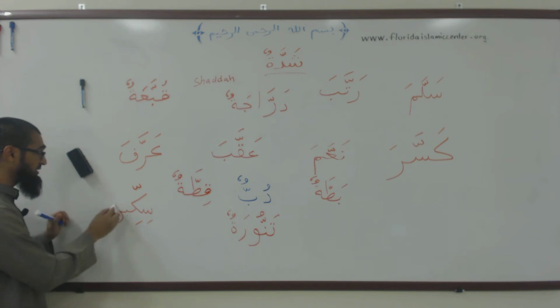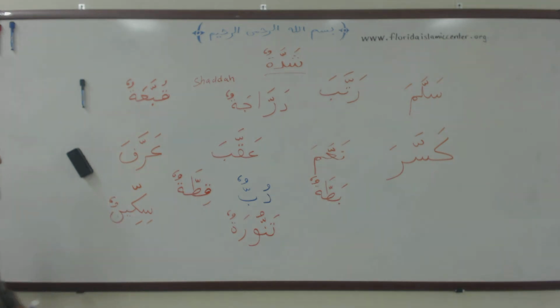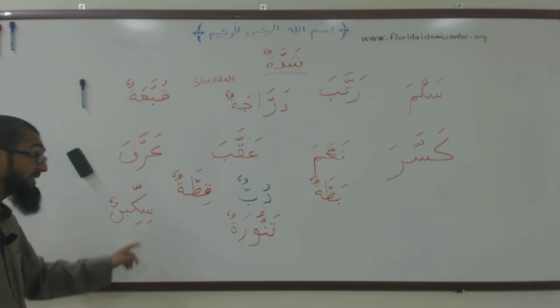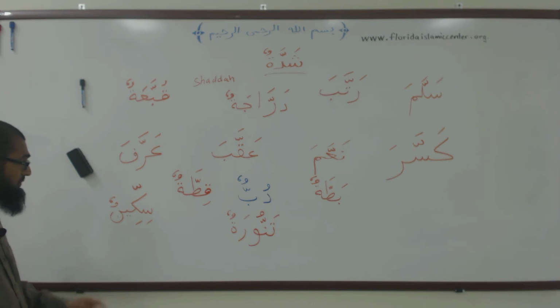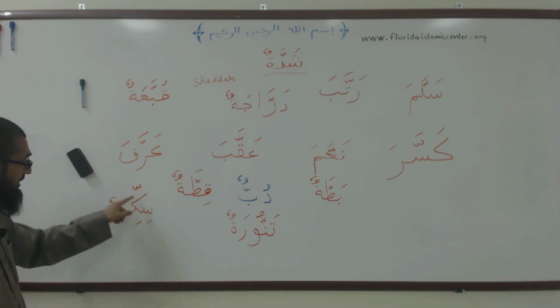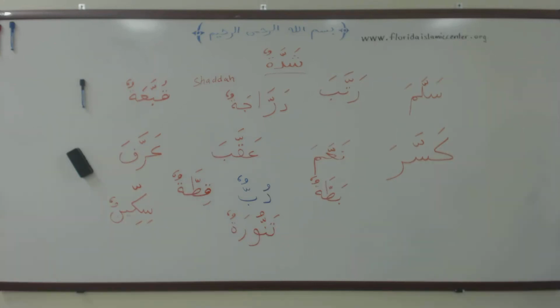How do you pronounce this? Sikinun. Sikinun is a knife. Shadda on the kaf. Sikinun. Okay, so you have an idea of what it is.